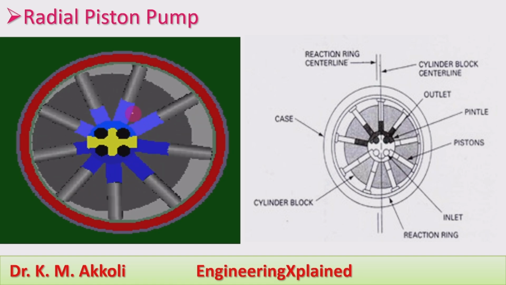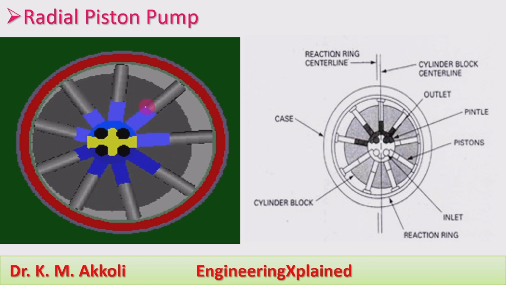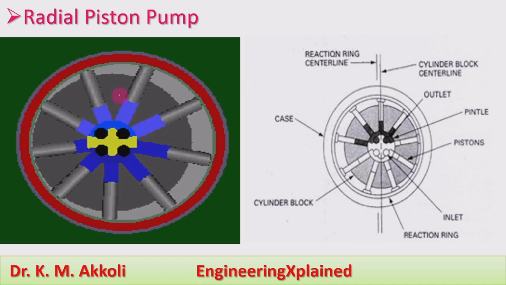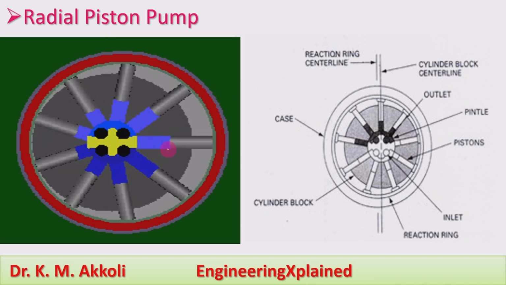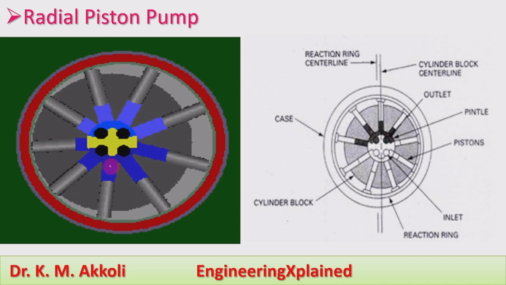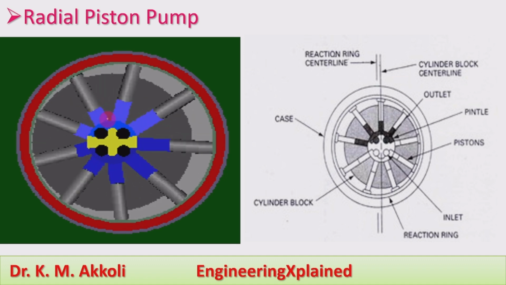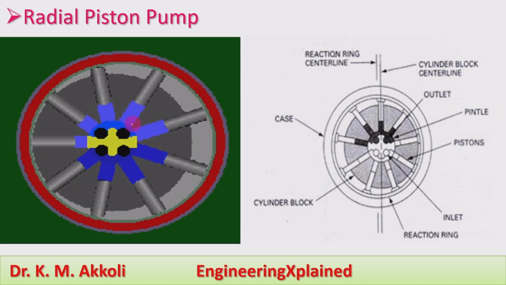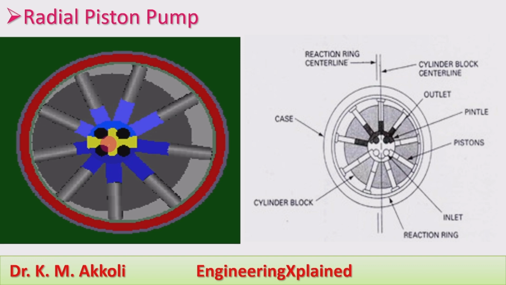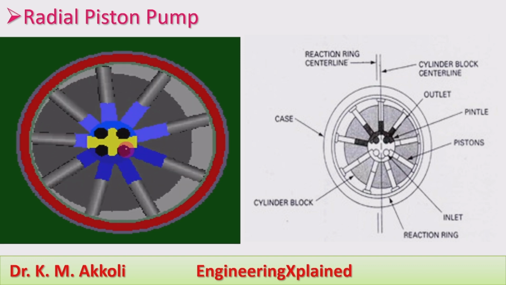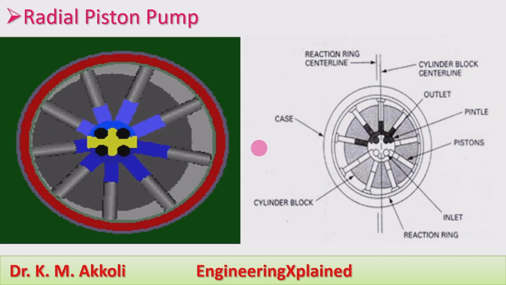And here the cylinder block and the outside casing have a certain offset, and due to that offset, the piston will be extracted from the cylinder, and thereby suction of the fluid will be taking place. Whenever it moves to the other end, retraction of the piston inside the cylinder will be taking place, and thereby discharge of the fluid also takes place. And there the inlet and outlet valves are used here.